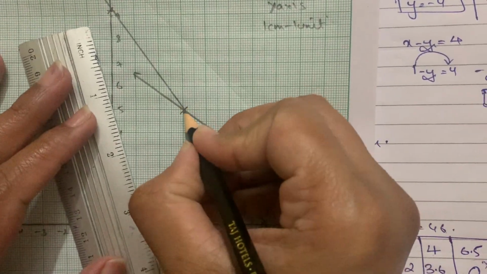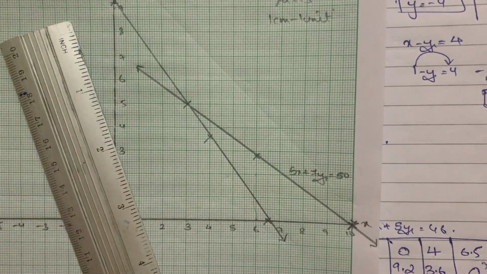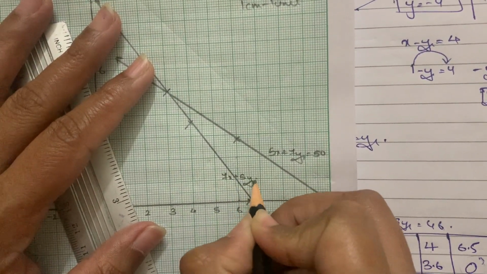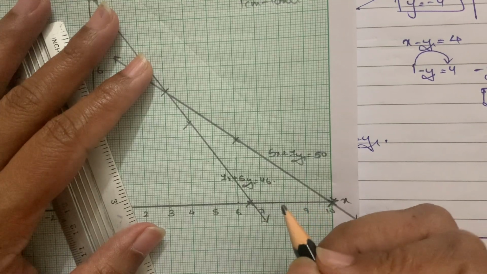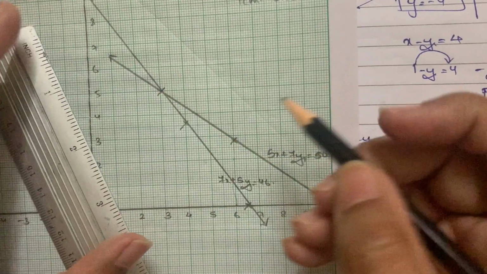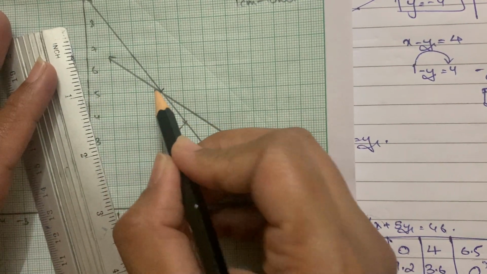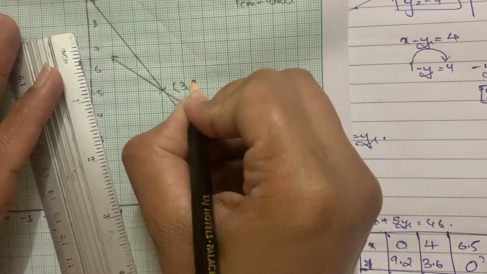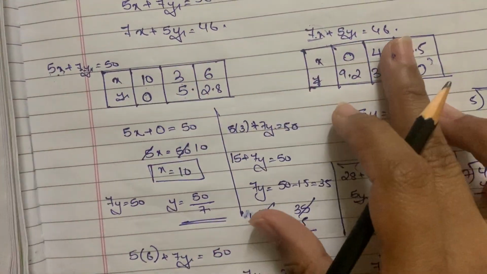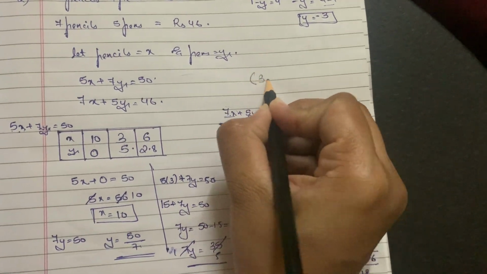So both of them are crossing. This is line 1 and this is line 2. Let me name this line: 7x plus 5y is equal to 46. After naming it, what I can see is both lines cross at this point, which is 3 on x-axis, 5 on y-axis. So I'll write 3, 5. The solution for these 2 equations is 3, 5.